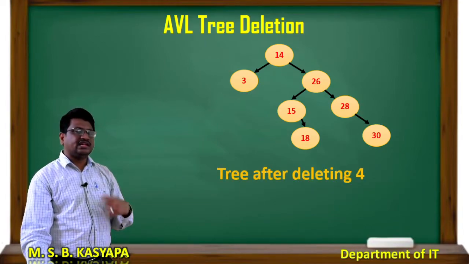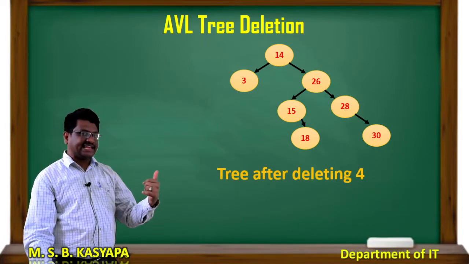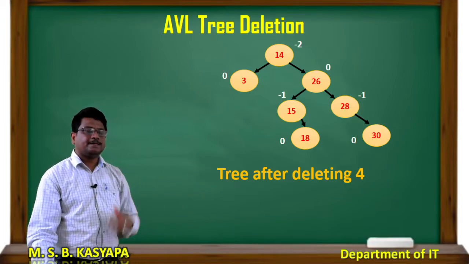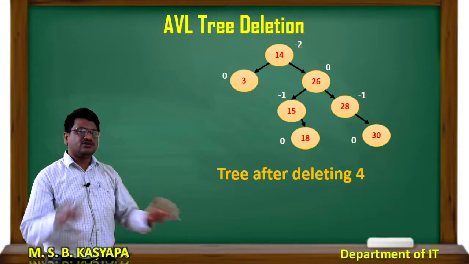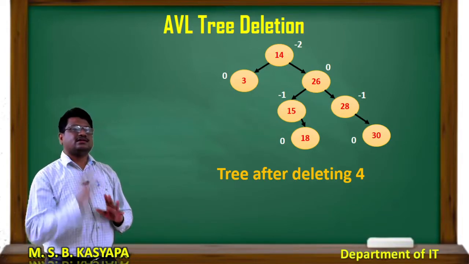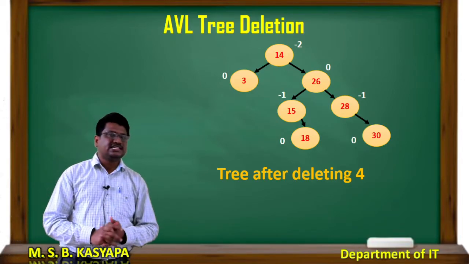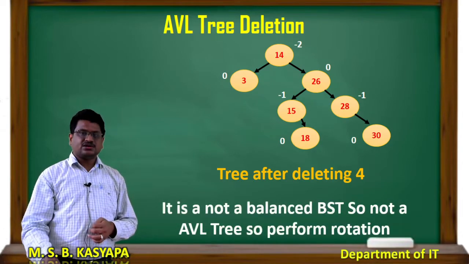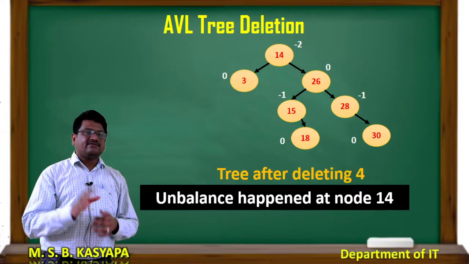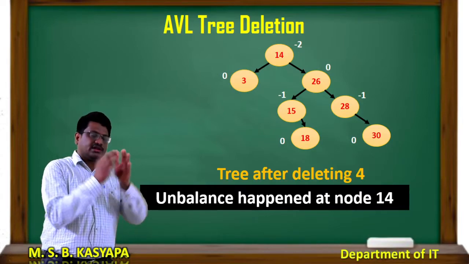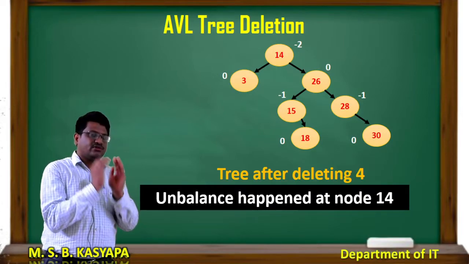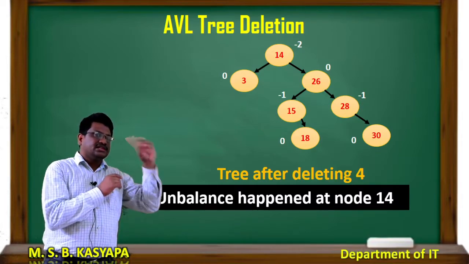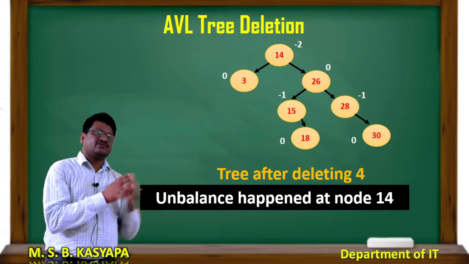After deleting the value, now the tree is like this. If I calculate the balance factors for this particular tree, the balance factors are like this. See, 14 is having an imbalance. I have deleted the element 4, and this 4 is on the left side of 14.